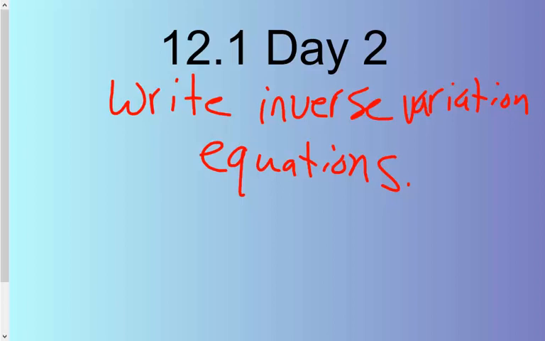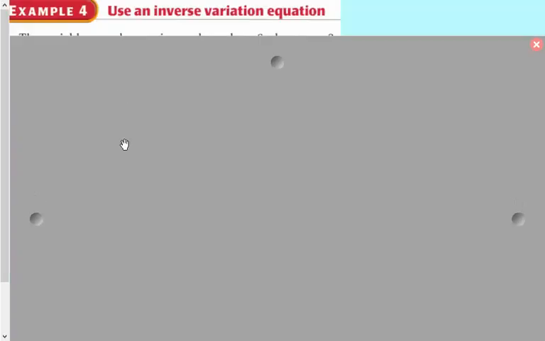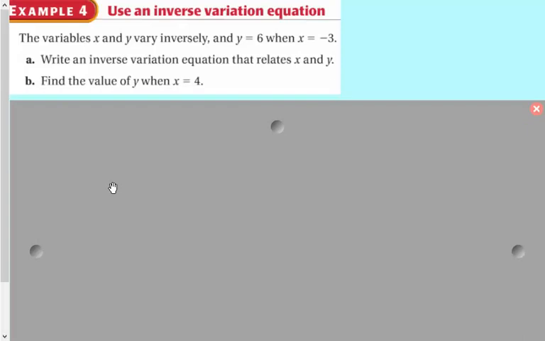All right, what we're going to do is we're going to write inverse variation equations today, given some information. So that's going to be our task for the day. And I'm going to show you guys how to do this. The problem says the variables x and y vary inversely, and y equals 6 when x equals -3. Write an inverse variation equation that relates x and y. I'm going to hide the answer here, and then go through with you guys, and then find the value of y when x equals 4.